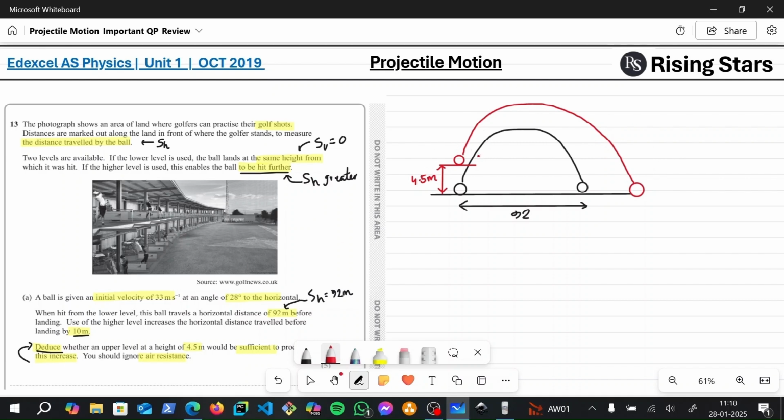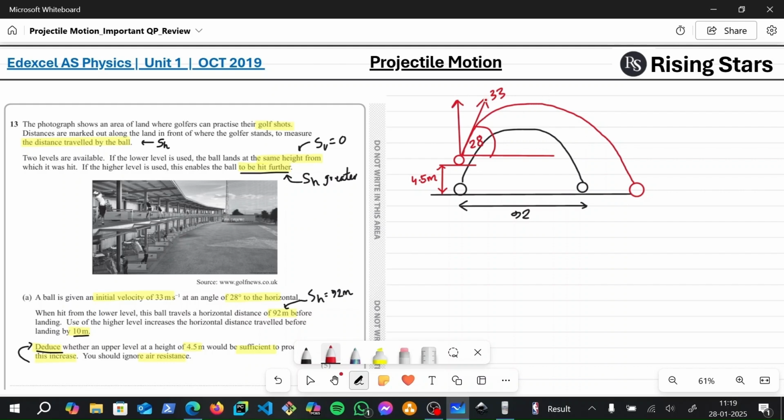Then we have the velocities. The initial velocity was 33 meters per second, the same for both balls. So we can just draw for one of the balls 33, and we also know the angle. So the angle here is 28 degrees to the horizontal. And we have the angle, we have the resultant velocity. So always make sure to break down the components immediately because you'll need it anyway. It's also free marks.